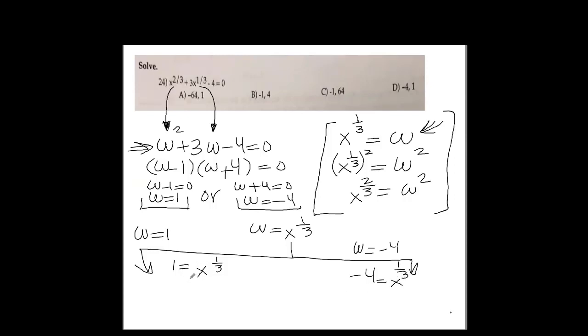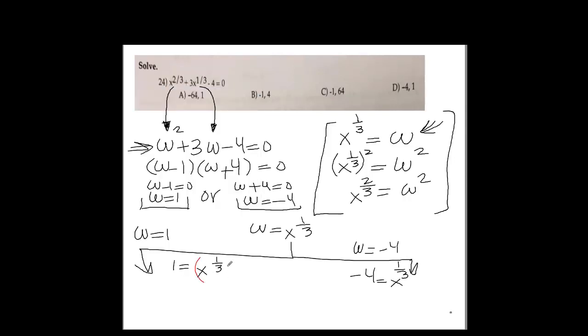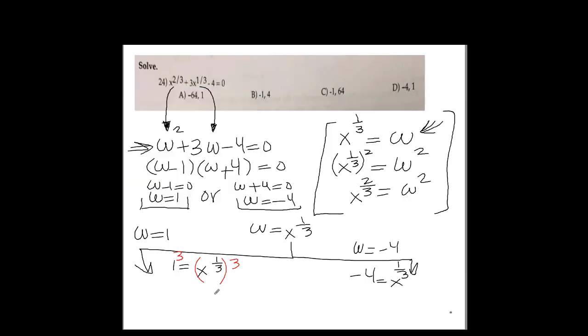And we can solve this by raising both sides of the equation to the power of 3 here. So if I raise this to the power of 3 and raise this to the power of 3, then I can eliminate those exponents there. So I can isolate x. So there we have x is equal to 1 cubed, which is 1. That's one solution.